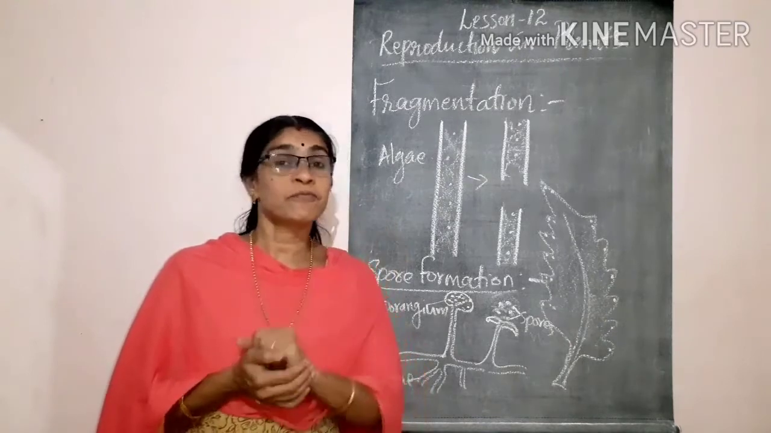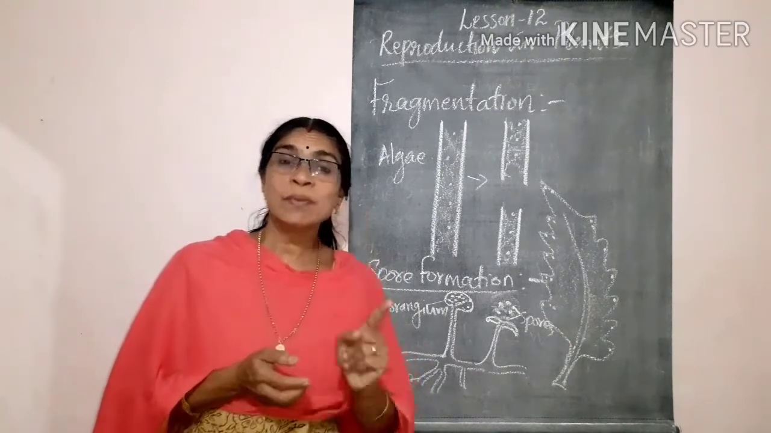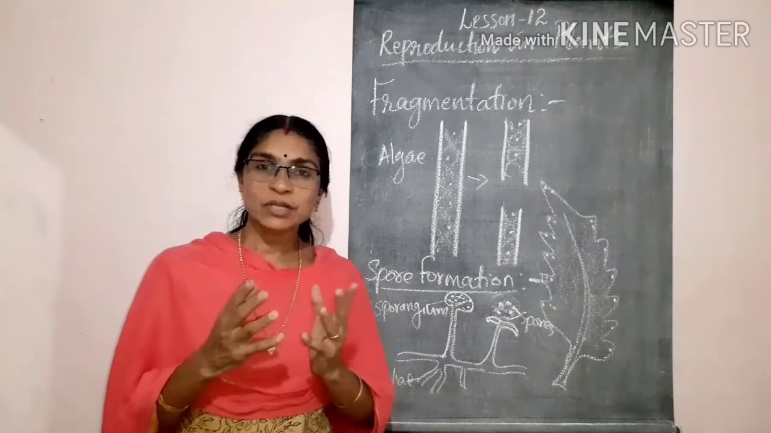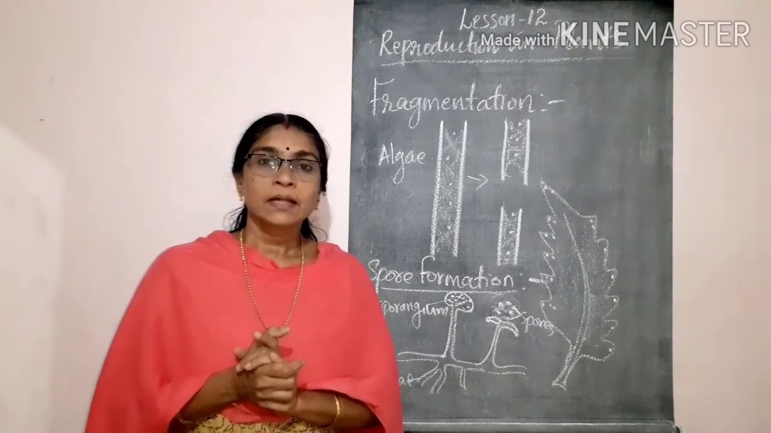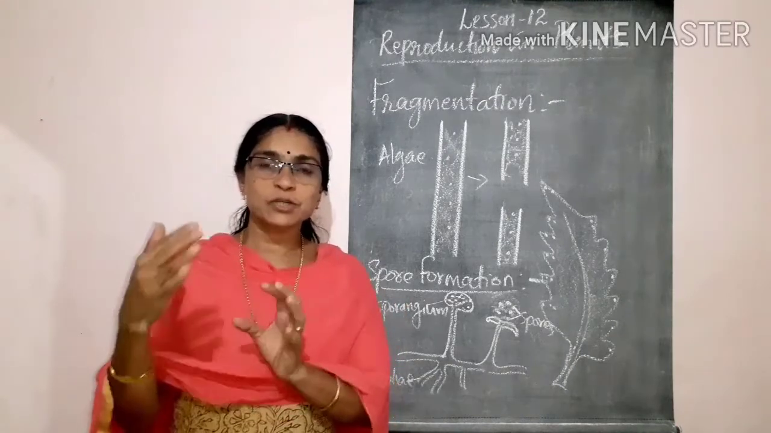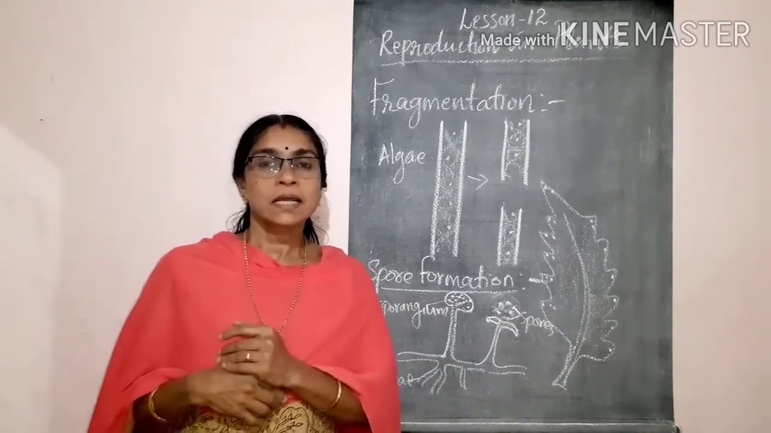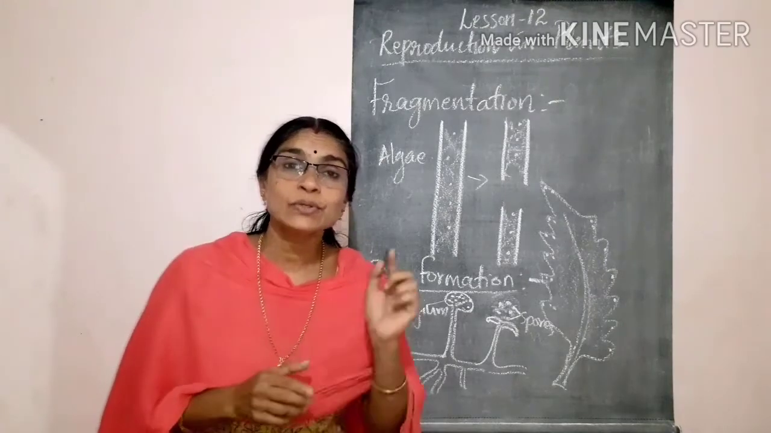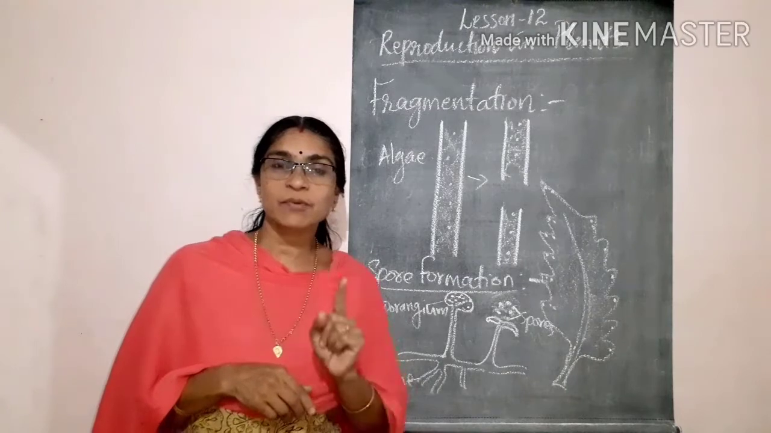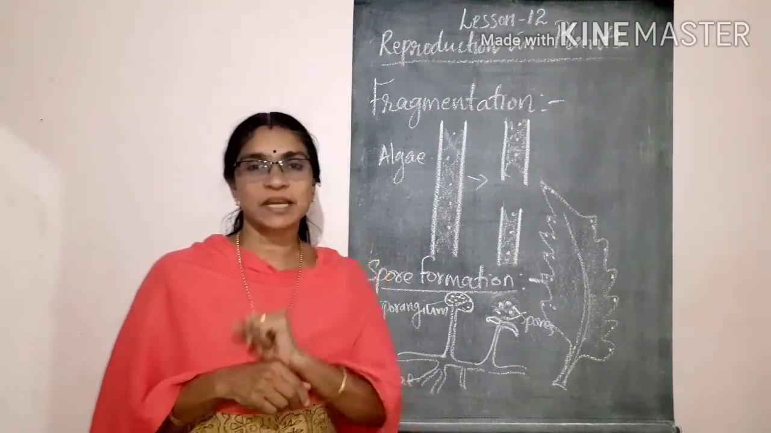And the second one, fragmentation, which is common among algae. After the maturation of the algal body, they undergo fragmentation, dividing to produce small pieces. Each piece gives rise to a new alga. That type of asexual reproduction is called fragmentation.